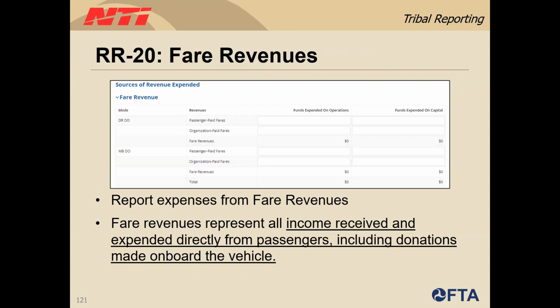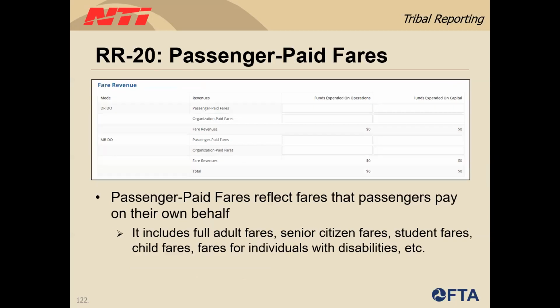The next section of the RR20 is fare revenues. This section also begins the various funding source categories in this form. So fare revenues include all income received and expended directly from passengers, including donations made on board the vehicle. Fare revenues are broken down between passenger paid fares and organization paid fares, and they're also broken out by mode.